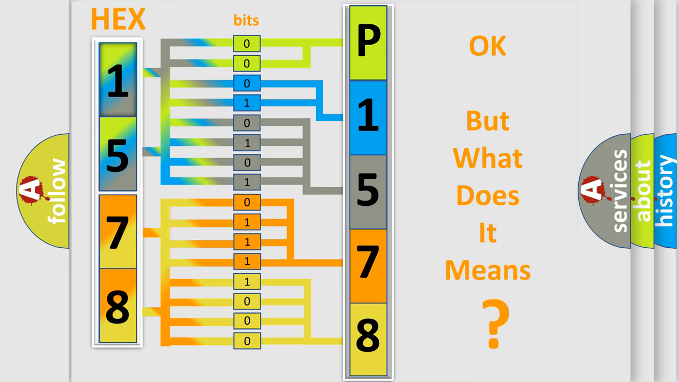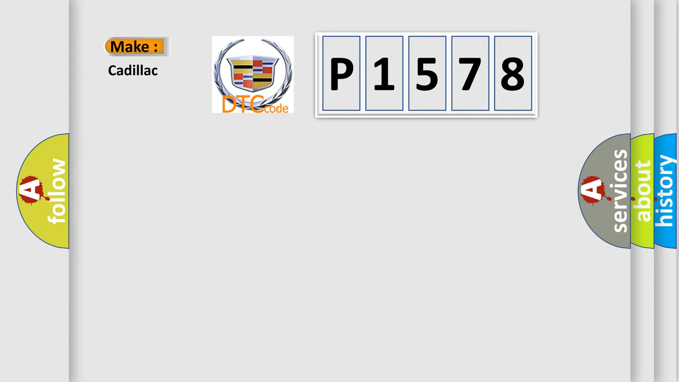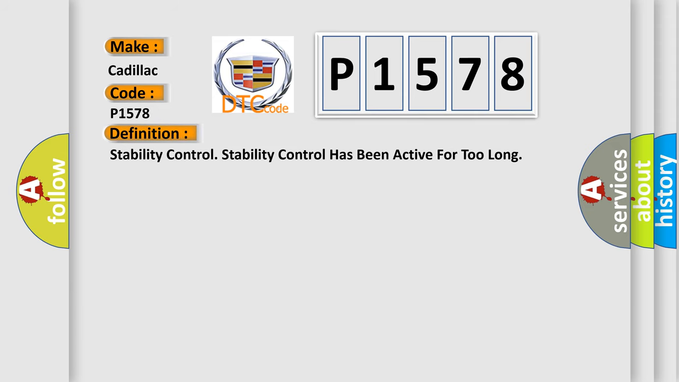The number itself does not make sense to us if we cannot assign information about it to what it actually expresses. So, what does the diagnostic trouble code P1578 interpret specifically for Cadillac car manufacturers? The basic definition is: stability control has been active for too long.